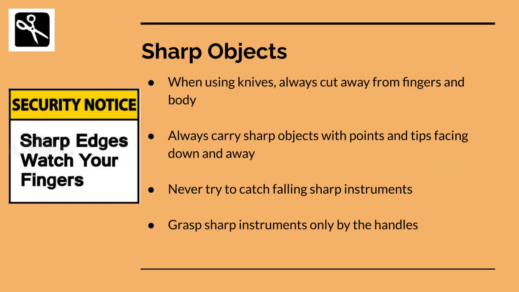All right, sharp objects. When using knives or scissors, always cut away from your fingers and body, and always carry sharp objects with points and tips facing down and away. This is something we should know by now. You obviously don't run with scissors. If you have to use some sort of sharp object like a knife, which as of right now I don't have anything like that, but if we're ready for you guys.